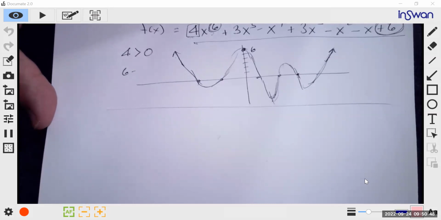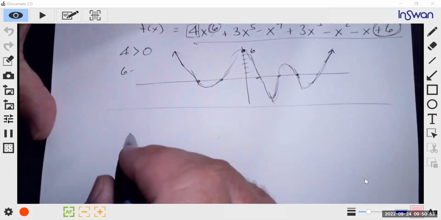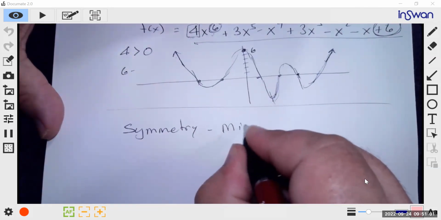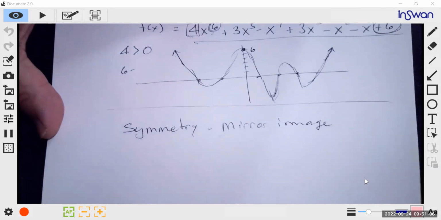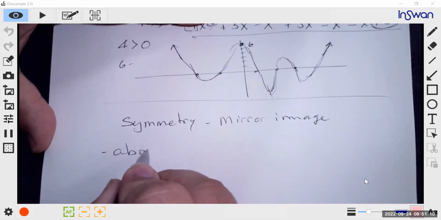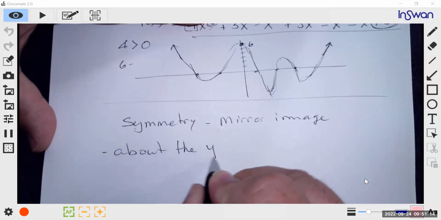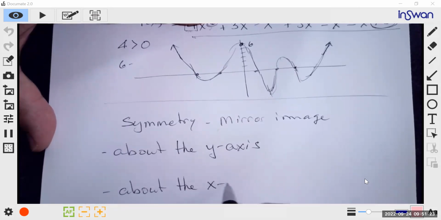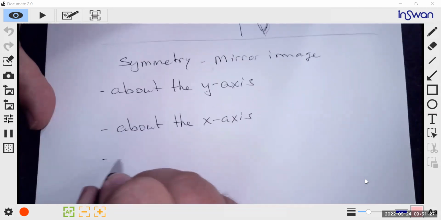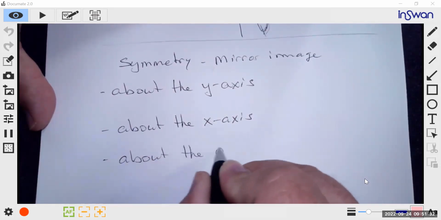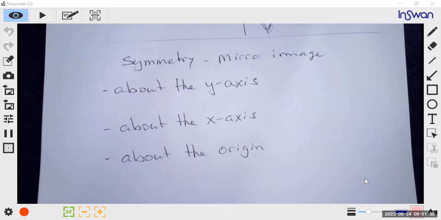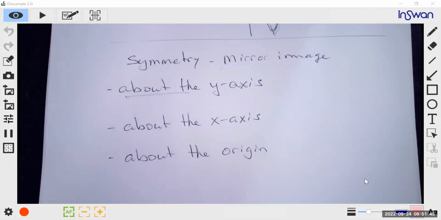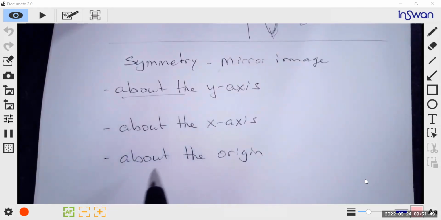We talked a little bit about symmetry earlier in the beginning of class. Symmetry simply means the mirror image. About the y-axis, about the x-axis, and about the origin. When I say about the, I'm saying flipping across the y-axis, flipping across the x-axis, flipping across the origin.